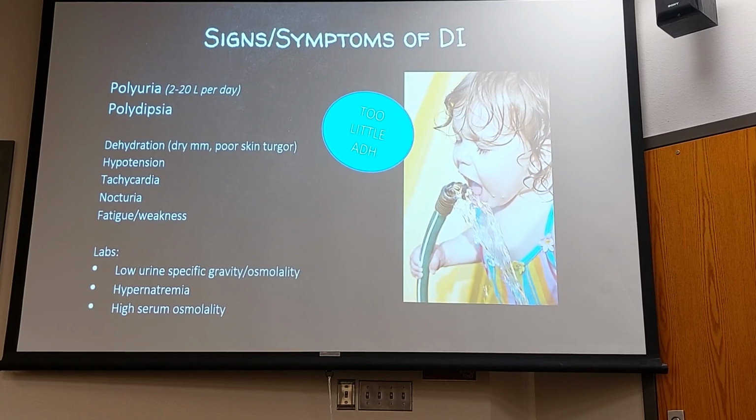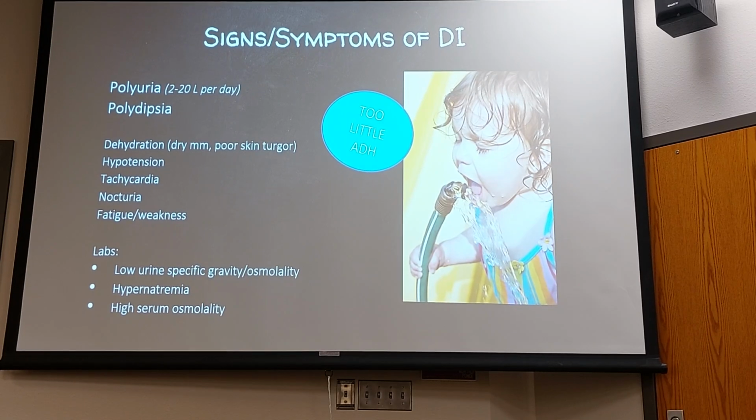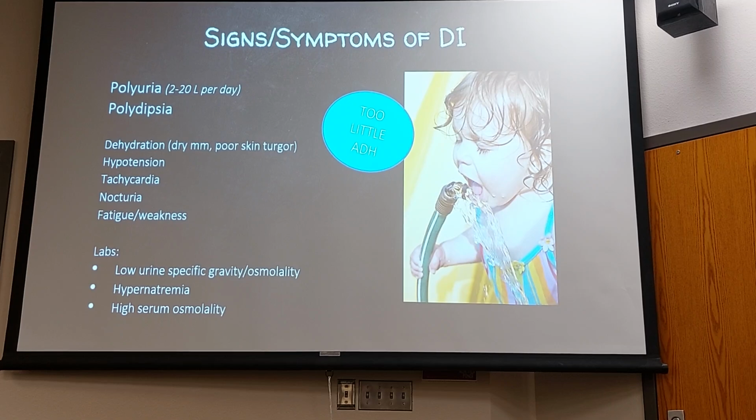Nocturia. I mean, if you've got 24 liters your body's trying to get off of you, you're gonna be up peeing all night, so that's what that is. And you're gonna be tired. One, because you're constantly up peeing and you're not getting enough sleep, but also you've got some electrolyte imbalance going on, right? And dehydration.